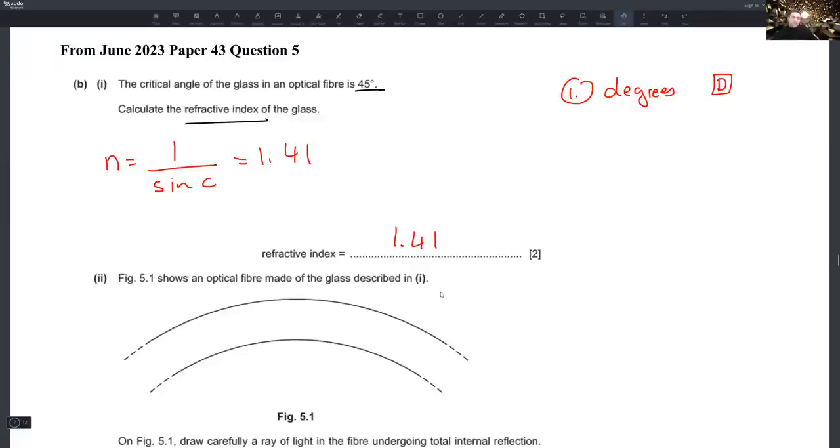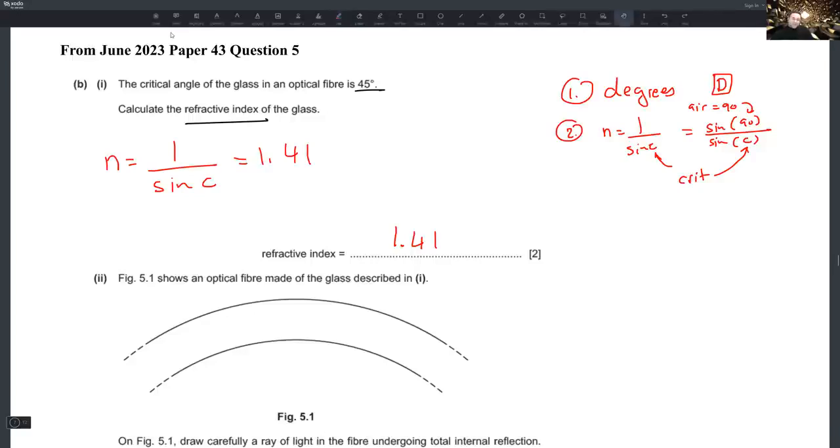And number two, why is n equals 1 over sine C? What's this about? Well, it's because if the angle inside the glass is critical, the angle in air is 90. And according to the rule, sine of the angle in air, which is 90, over sine of the angle in glass, which is critical, equals n, the refractive index.